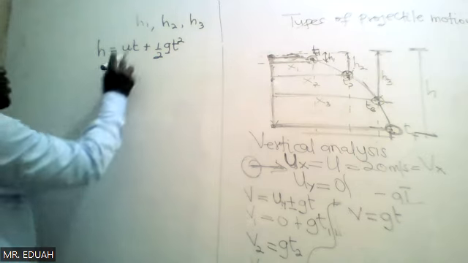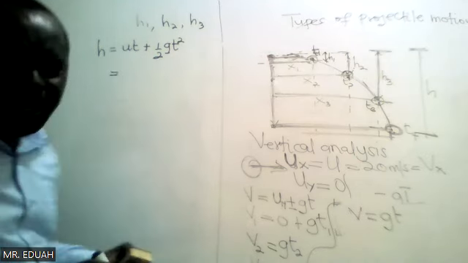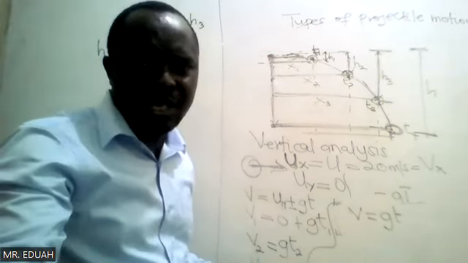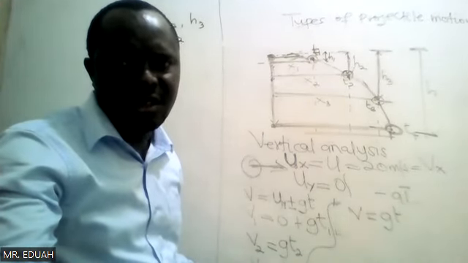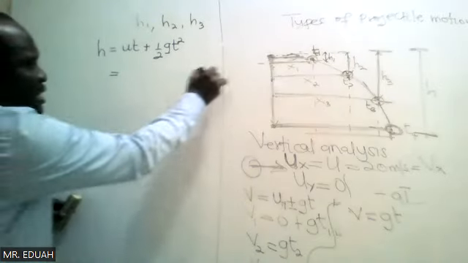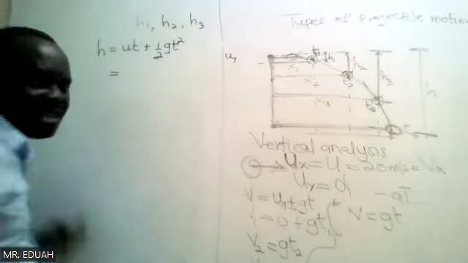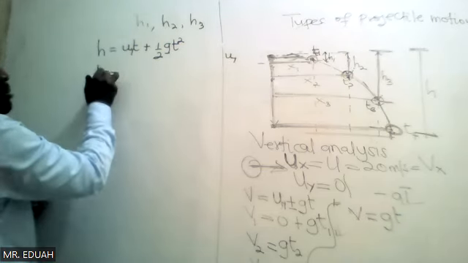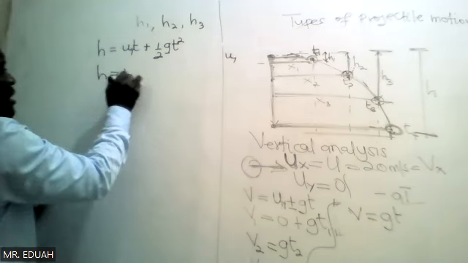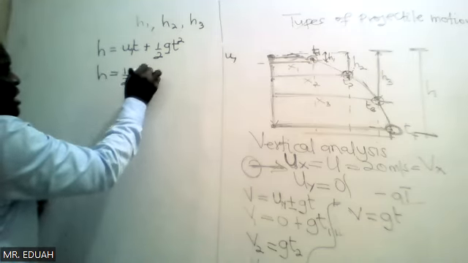Now H is equal to UT. U is the initial vertical velocity, Uy. And here it is 0, isn't it? Because this is 0, H becomes half gT squared.